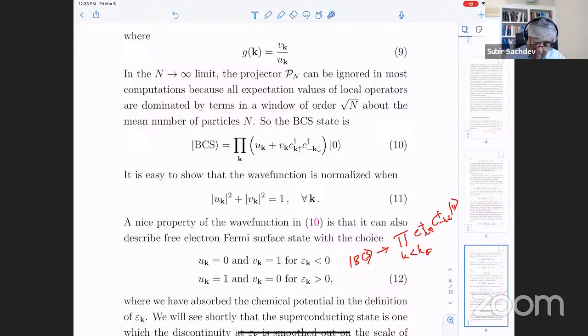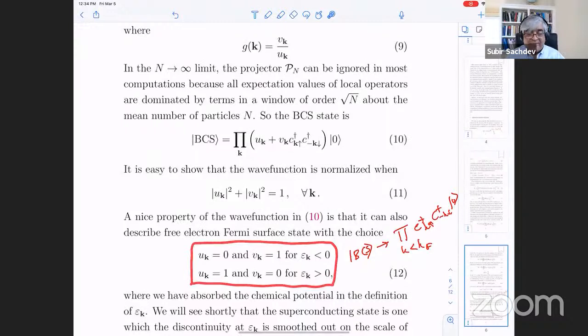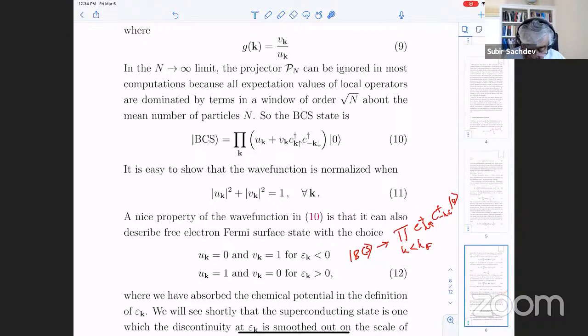So basically, these u_k's and v_k's are our variational parameters. For each momentum k, there is a parameter. There are some phases that will turn out not to matter, but the sum of the squares has to be one. In fact, there's an angle, which is v_k over u_k. That's our variational parameter, and there's one angle for every momentum k. That's still a huge number of variational parameters. And if you choose those parameters for these values, you get the non-superconducting state. And almost any other choice gives you superconductivity, in fact.